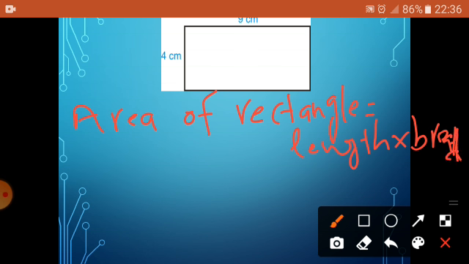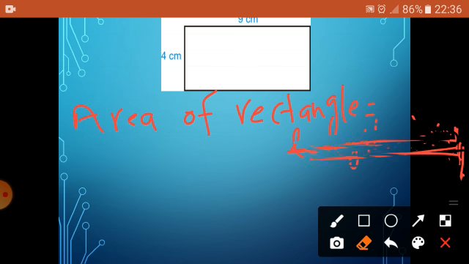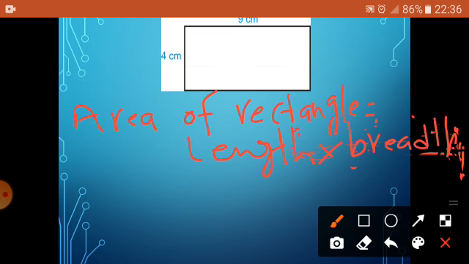Wait, let me just raise it and write it again for you, because then you won't be able to see it properly. Sorry for the inconvenience. I'm just going to raise it and then I'm writing for you again. Okay, so it is length times breadth. Okay, so here are the spellings properly.